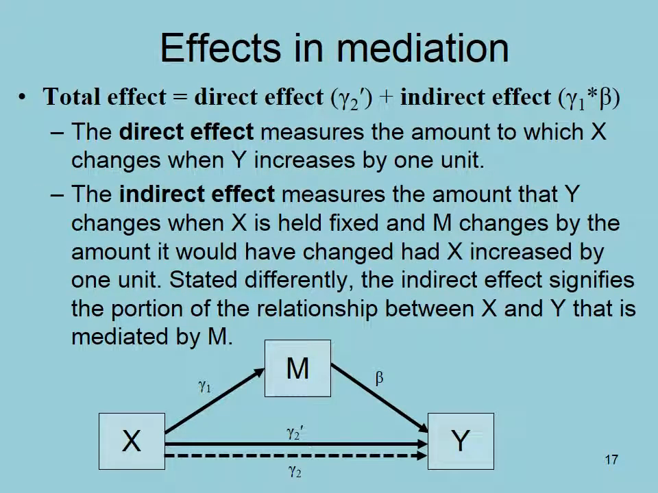There are a few important terms to remember when looking at mediation effects. The first one is your total effect, which is the sum of your direct effect, which is gamma 2 prime, between x and y after adjusting for m, and your indirect effect, which is basically the mediation effect, or the product of gamma 1 and beta.